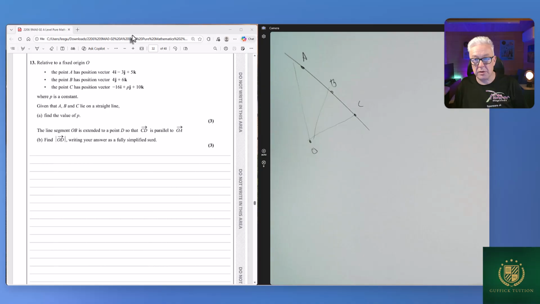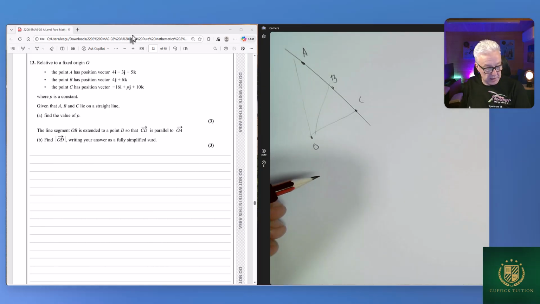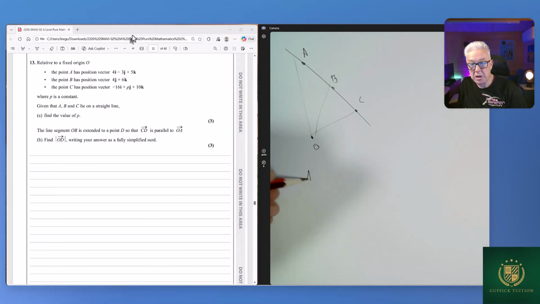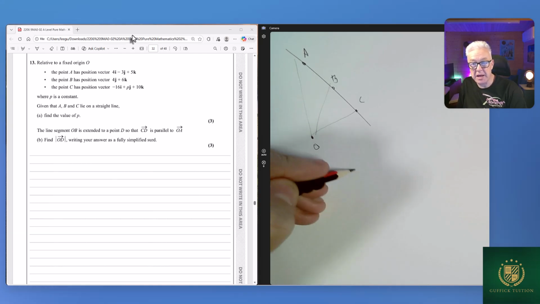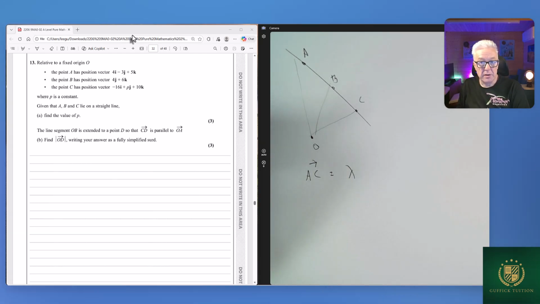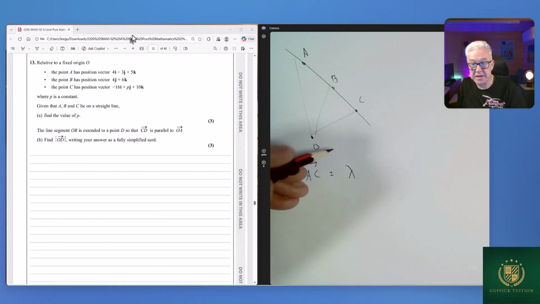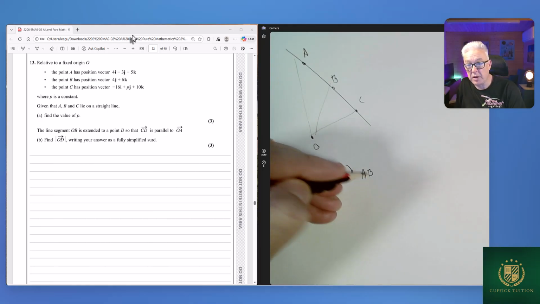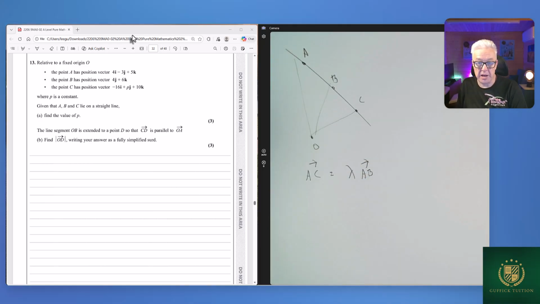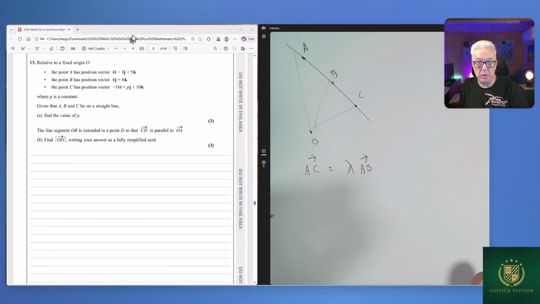So I think what we're going to need to use is the fact that if I wanted to go from A to C, then if A, B, and C lie on a straight line, to go from A to C is some scalar multiple of going from A to B. So if I now write some expressions for A to C and A to B, then hopefully we can get some equations that will enable us to find out what p is.